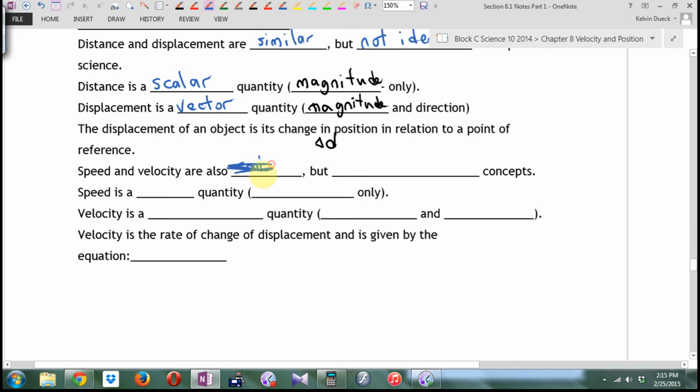Speed and velocity are also, let's try that again, similar, but not identical. Which one is a scalar, speed or velocity? Speed is scalar. Velocity is a vector. And again, you can put the word magnitude. Speed has magnitude only, and velocity has magnitude. And what do vectors have? Both magnitude and direction.